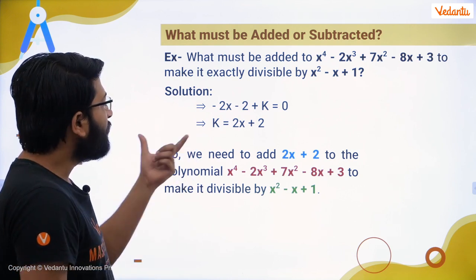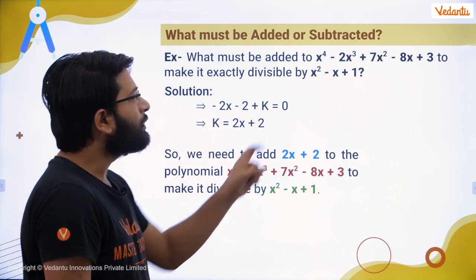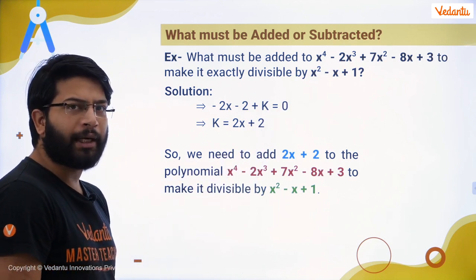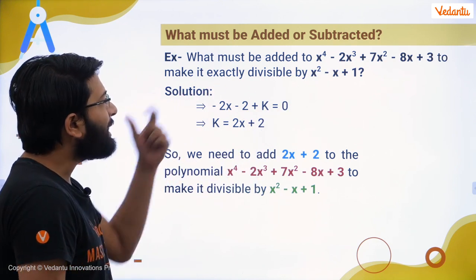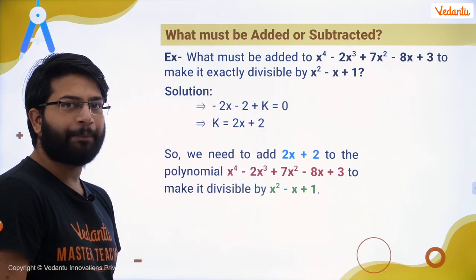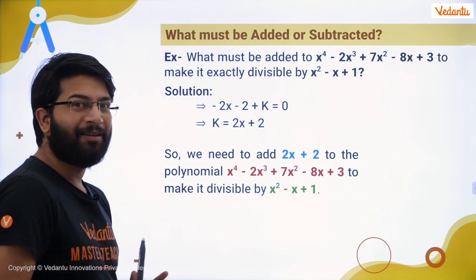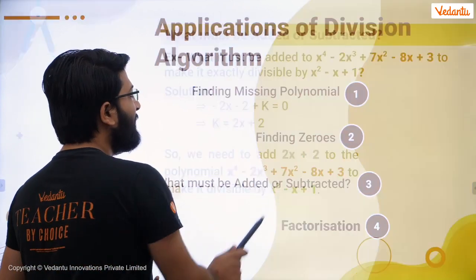That's it. So we need to add 2x plus 2 in this bi-quadratic in order to make it exactly divisible by this quadratic. I hope it is clear. Very good question, right? Okay.